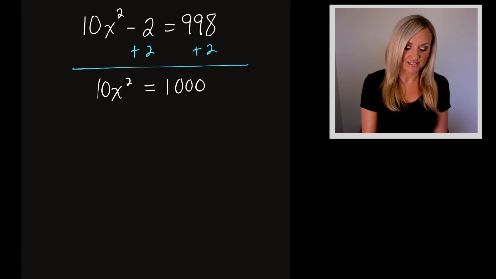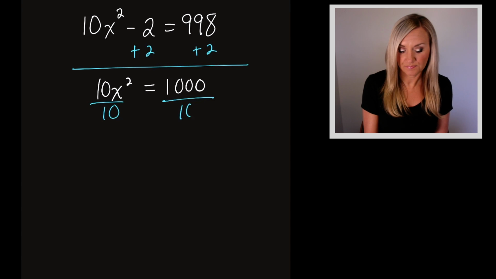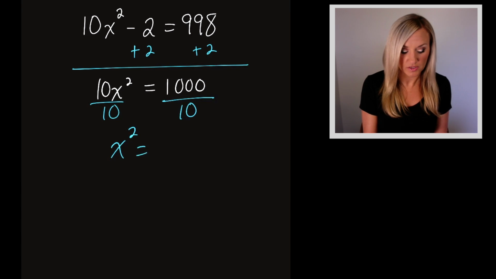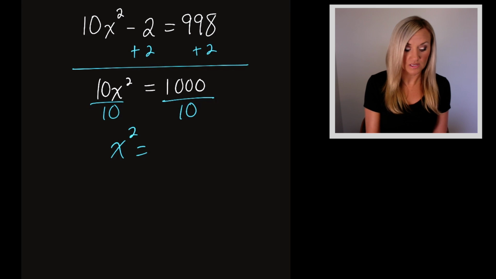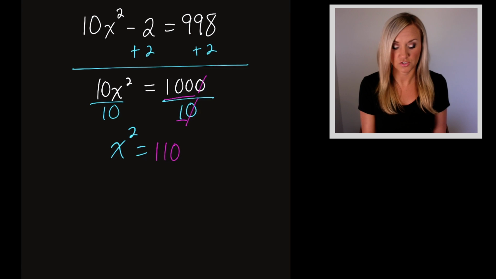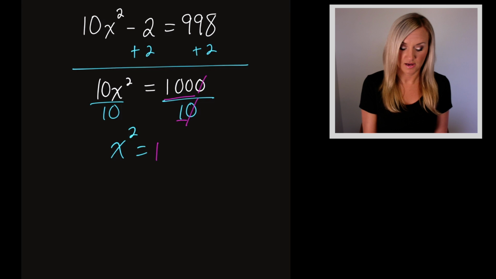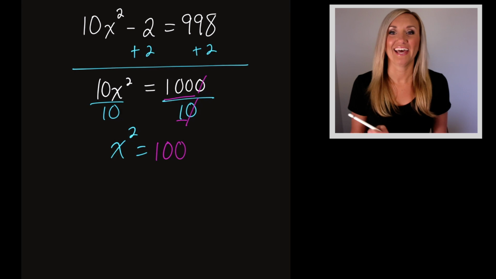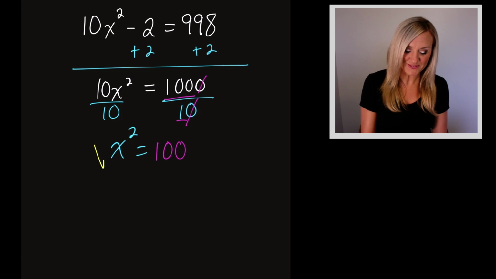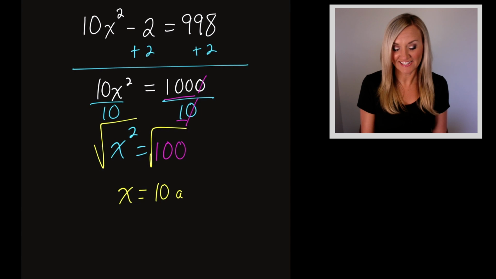Next step is let's divide that 10. So I'm going to divide by 10, and x squared equals, and no need to grab your calculator, right? 1,000 divided by 10 is just 100. Not 110, Sasha. 100. And then when we take the square root of each side, x can be a 10 and a negative 10.